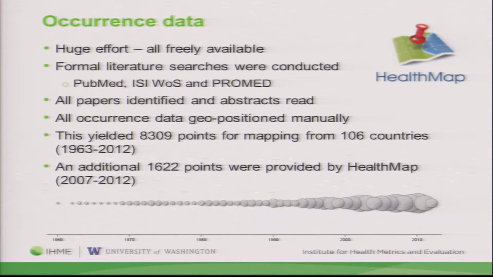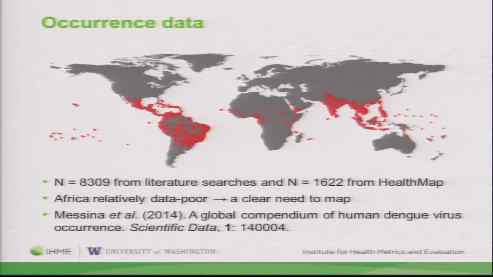So for this dengue exercise, that yielded 8,000 or so points from more than 100 countries over the time period that you can see, and took us about a year to do. We also, like the Predict project, collaborate very strongly with HealthMap, and they have a system which is a more automated retrieval of those data, and we're able to provide another 1,500 points from their digital archives. So it took us about a year to do this for dengue.